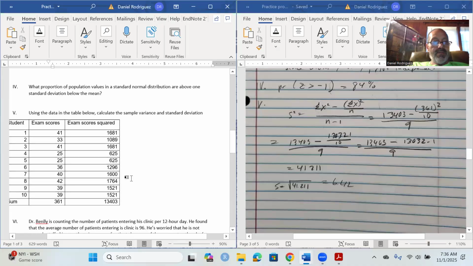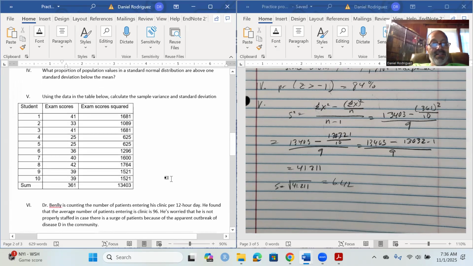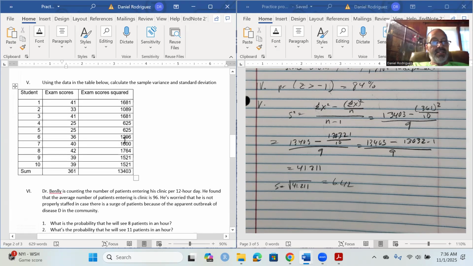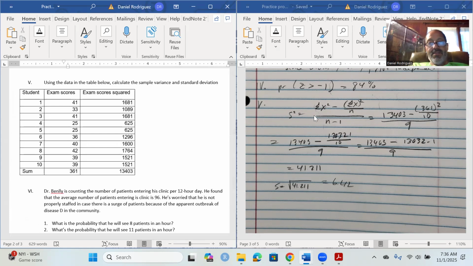Number five. Using the data in the table below, calculate the sample variance and the standard deviation. It should be sample standard deviation. I would use the shortcut variance equation, which is right here. I always remember this because it's the sum of the x's squared minus the sum of the x's, squared, divided by n, and that whole thing is divided by n minus 1. There are 10 values, so n is 10 and n minus 1 is 9.